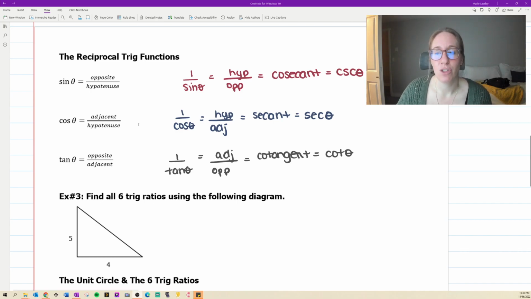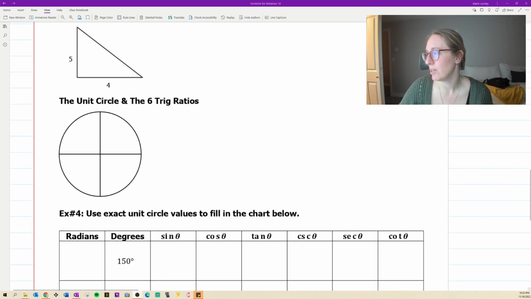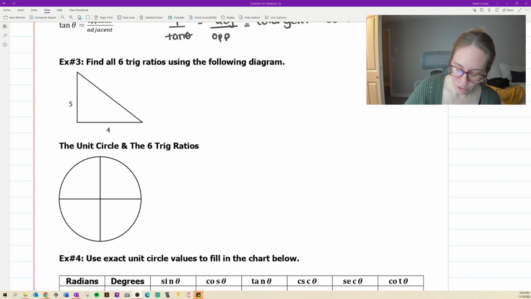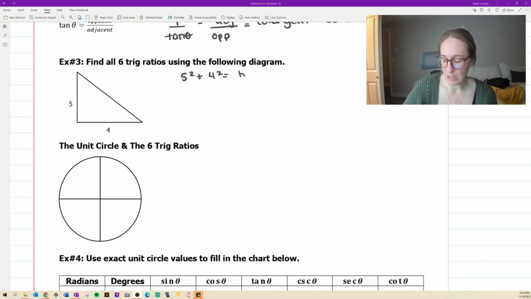All right, so we are now going to use this little triangle right here to practice setting up these ratios on this triangle. So first thing we're going to do here is to find the length of our hypotenuse. So 5 squared plus 4 squared equals h squared. 25 plus, I'm not trying to do math right now, so I know that's probably easy math, but I wasn't really feeling it.